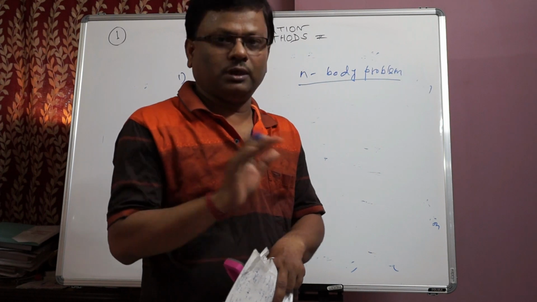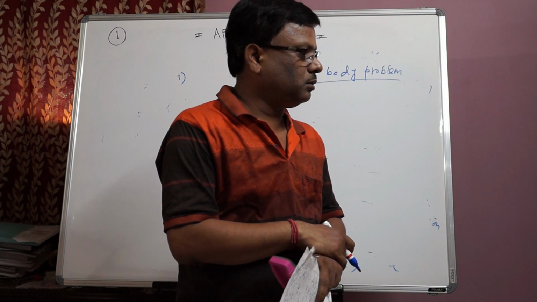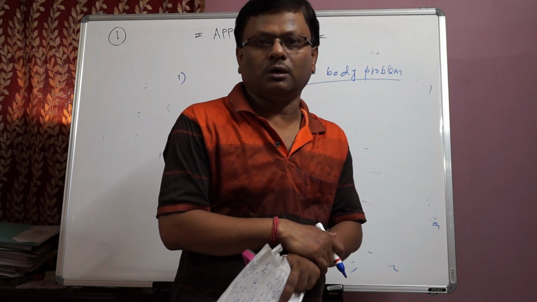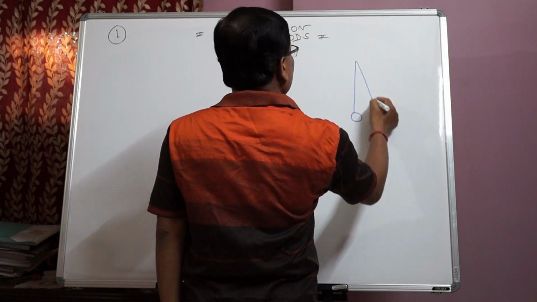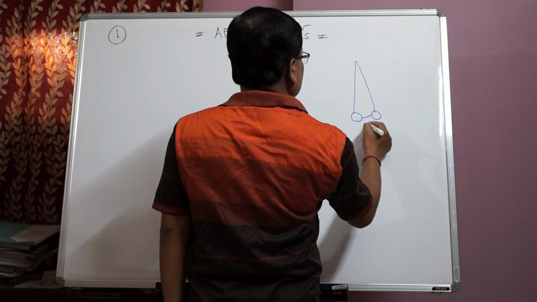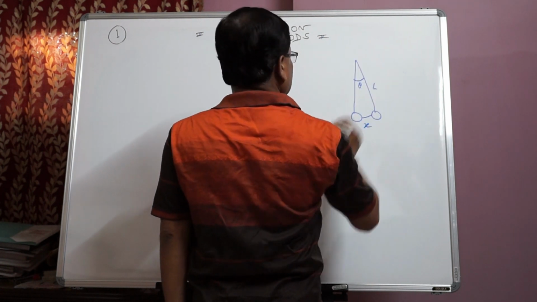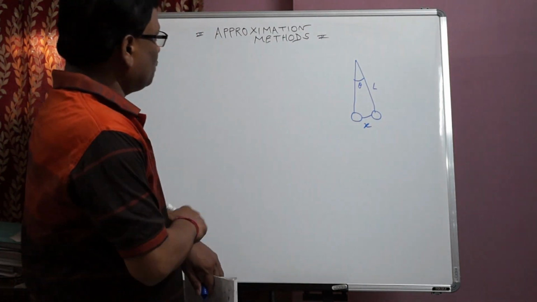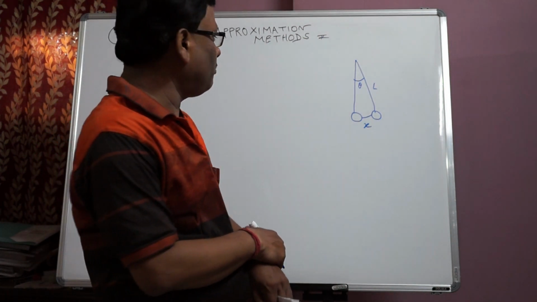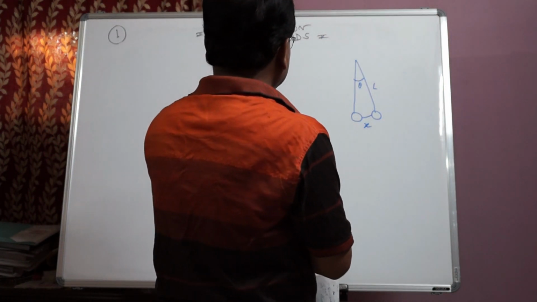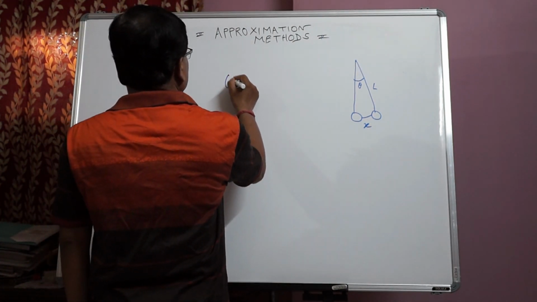So next we take an example from simple harmonic motion. So let us take an example of a simple pendulum. You know that the simple pendulum equation is this one.